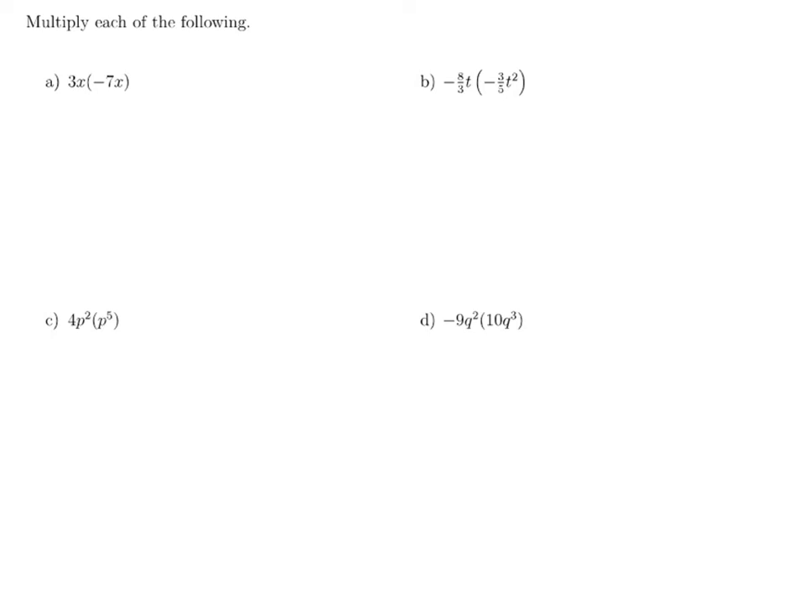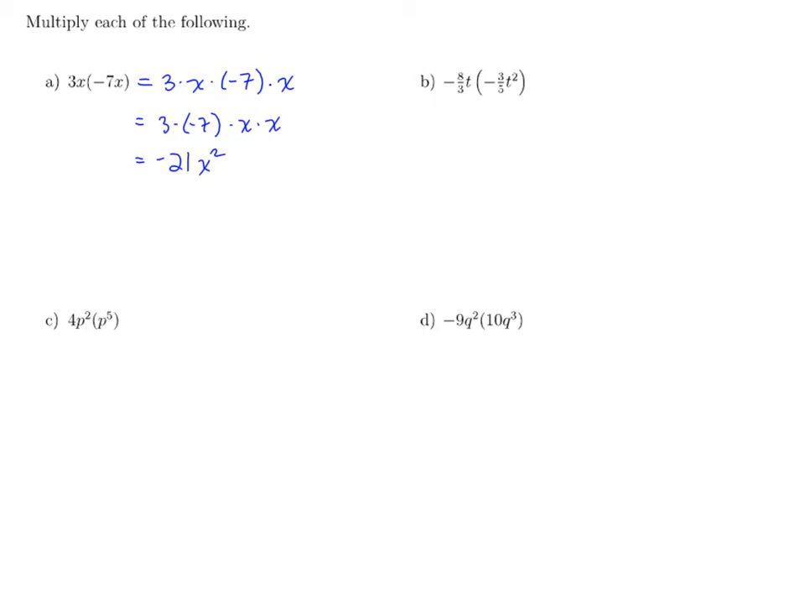So let's look at the first one. We have 3x times negative 7x. Now, in terms of this multiplication, we can realize that this is actually 3 times x times the number negative 7 times x again. And the process that we'll do formally is that we can then switch the order in which we're multiplying that first x and negative 7 and make this 3 times negative 7 times x times x. Now, 3 times negative 7 is negative 21, and x times x is simply x squared.